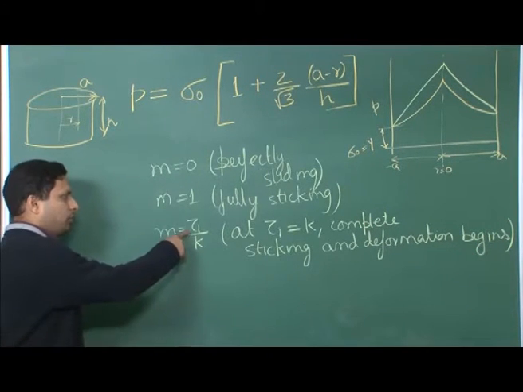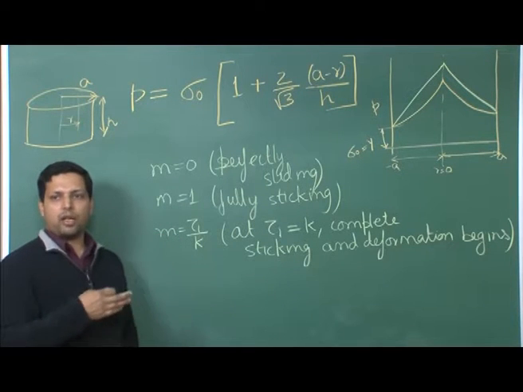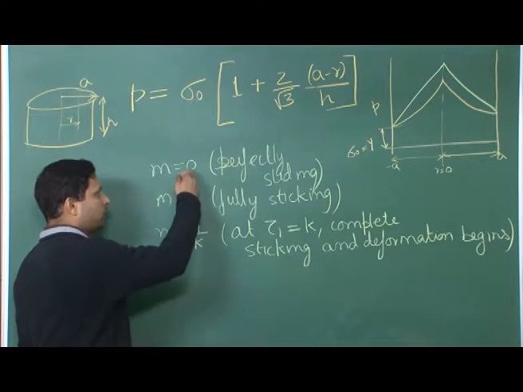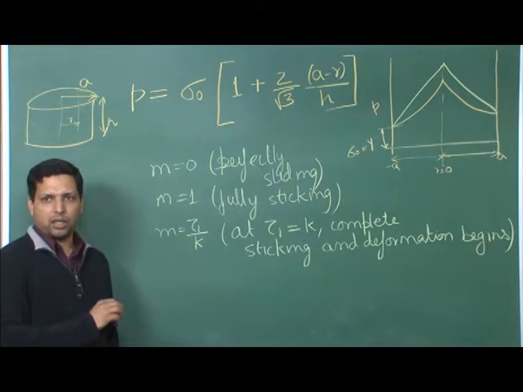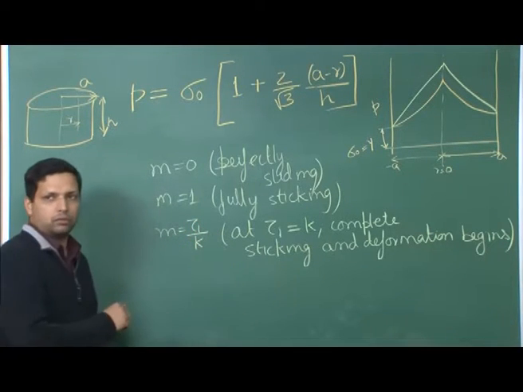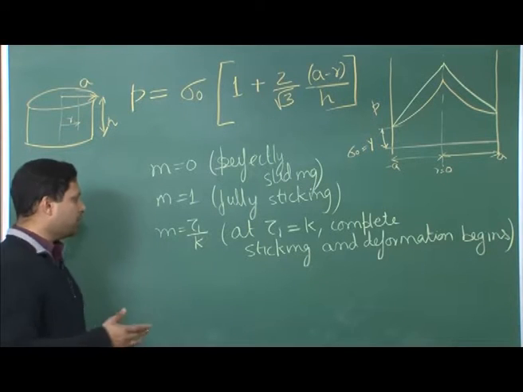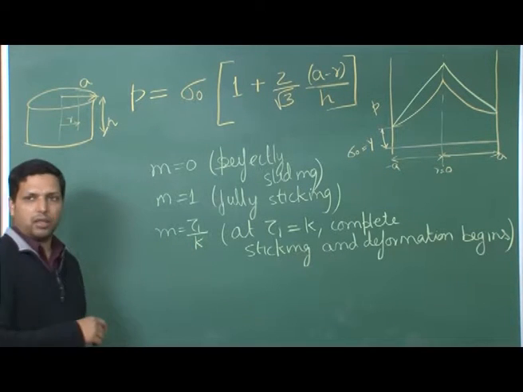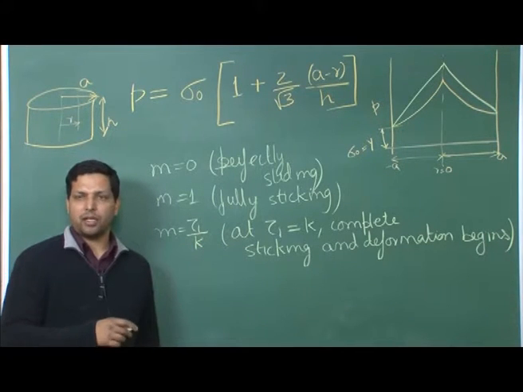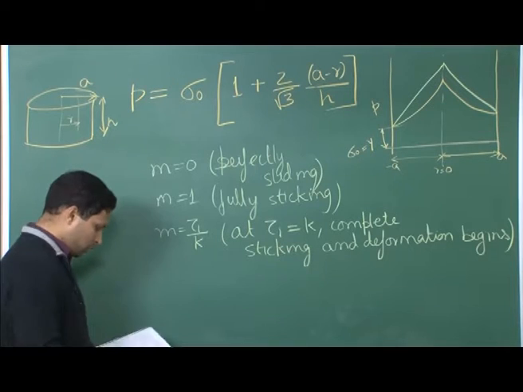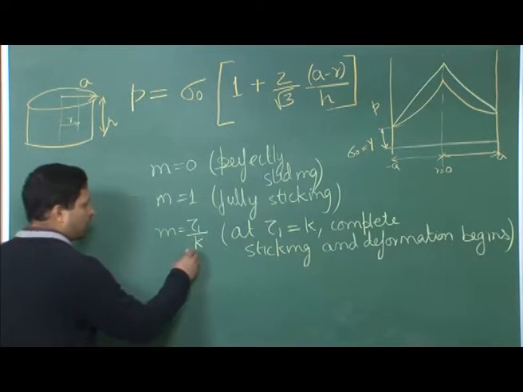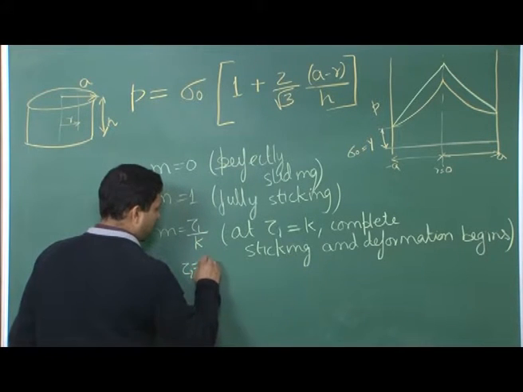So, what is happening is that the tau I value is gradually increasing. At the lowest value, which is 0, it is perfectly sliding, there is very smooth movement, and as you keep increasing the interface shear strength and it reaches the bulk yield shear strength, tau I equal to k, then it starts to deform the material, and it cannot just slide anymore. So, that is the effect of tau I equal to k.